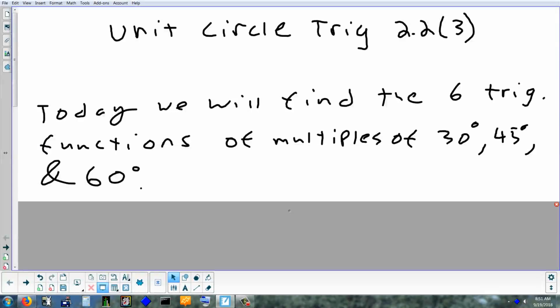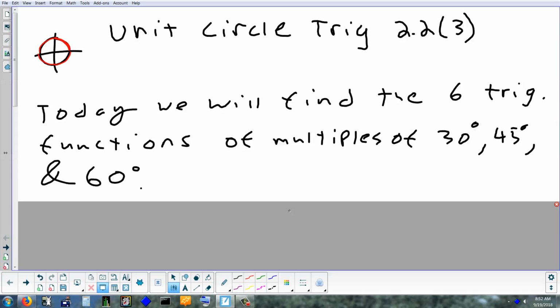So yesterday we looked at finding the 6 trig functions, the sine, the cosine, tangent, the cosecant, secant, and the cotangent of 3 angles, 30, 45, and 60. Well, 30, 45, and 60 are basically always in this quadrant. So yesterday we just stayed in quadrant 1. What we're going to look at today is doing multiples of those angles. That means we could end up in quadrants 2, 3, or 4.